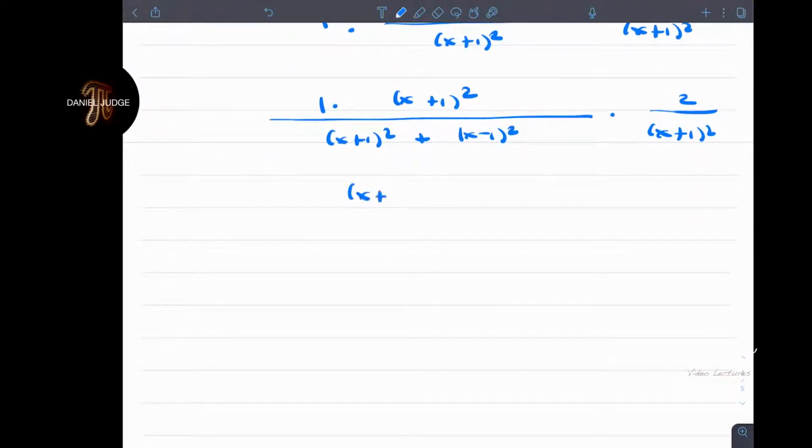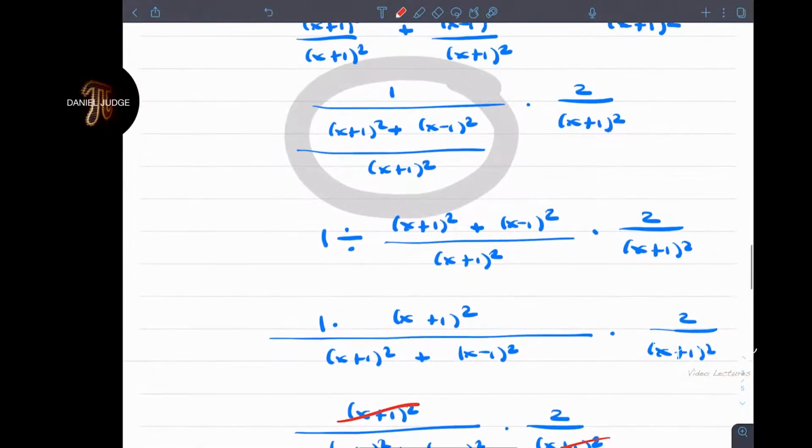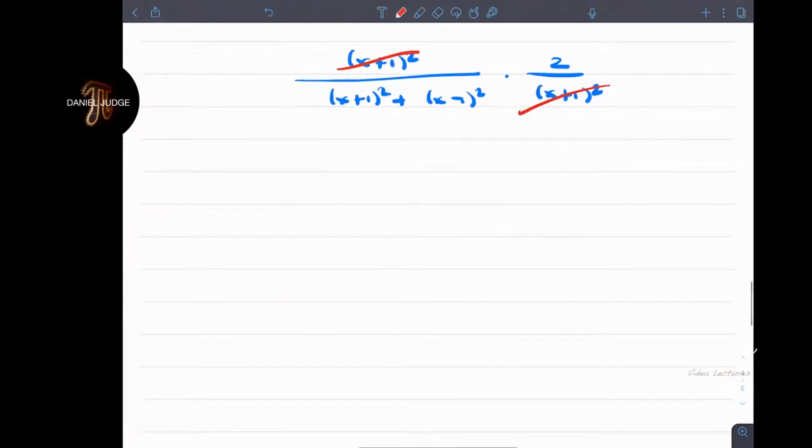Okay, and so you have this x plus 1 squared over x plus 1 squared times x minus 1 squared times 2 over x plus 1 squared. So you get to cancel this. So you get 1 divided by that fraction here. If you wanted to put this in a bracket, just flips this over and it looks like we get some nice cancellation. And so what we have here is our derivative becomes 2 over x plus 1 squared times x minus 1 squared.